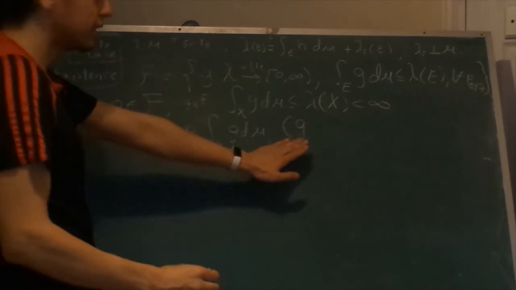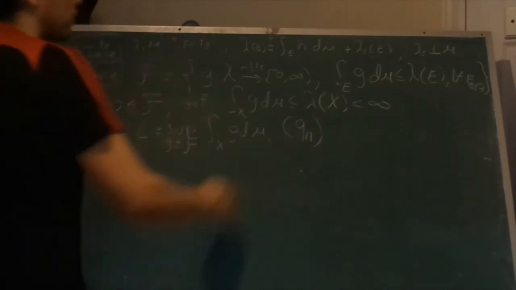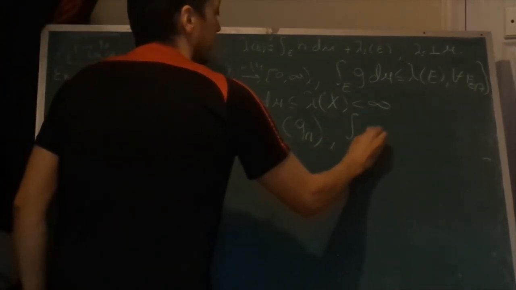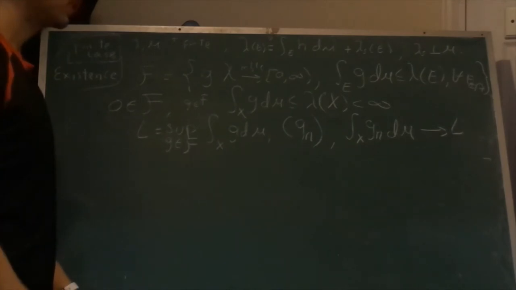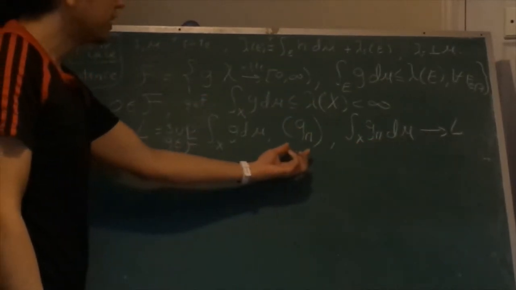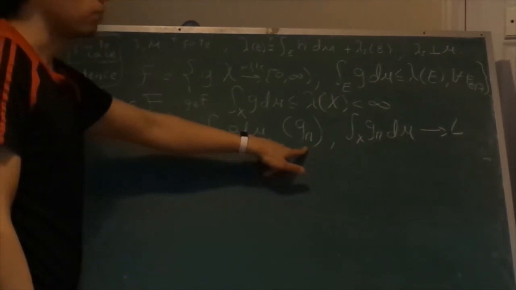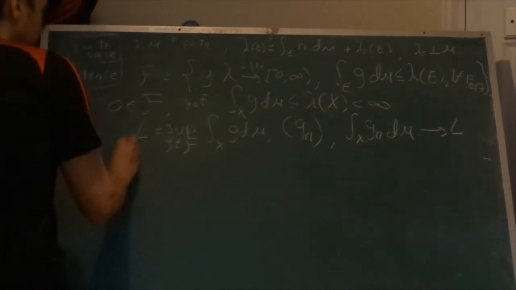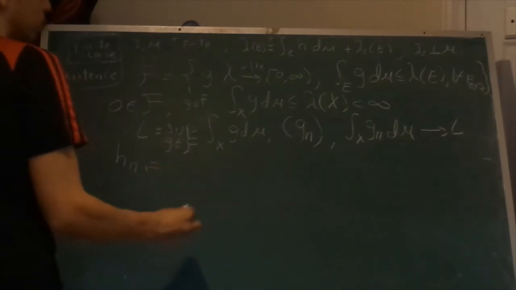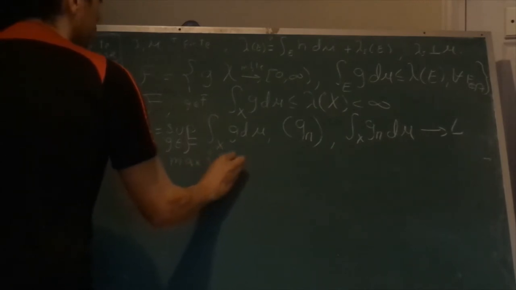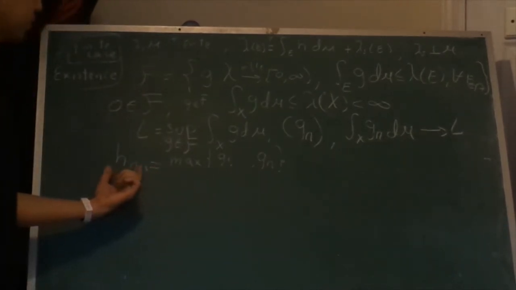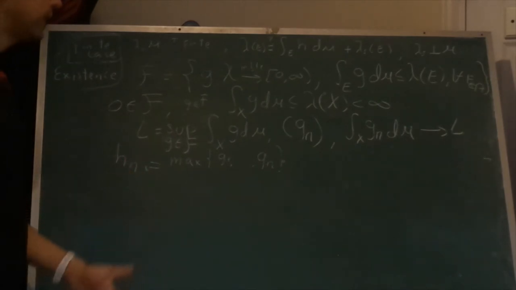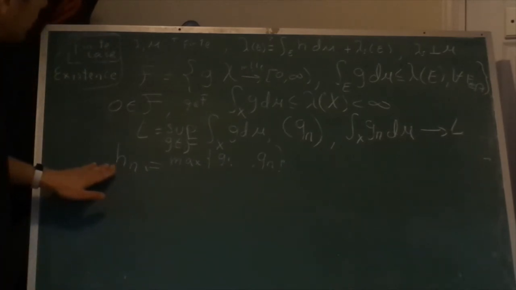We can pick a sequence gn of functions in F such that the integral of gn converges to the supremum. Okay, now we're going to define our candidate h with this sequence gn. Notice that we don't really know that this sequence gn is increasing pointwise, or pointwise almost everywhere. So to correct for that, we're going to define this new sequence. hn will be the maximum over g1 to gn. This new sequence will be pointwise increasing because we want to use the monotone convergence theorem on this sequence of functions, hn.